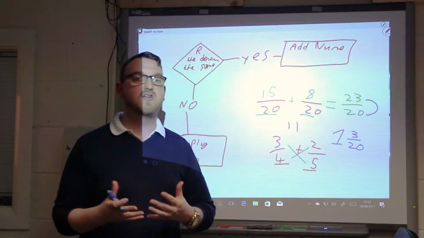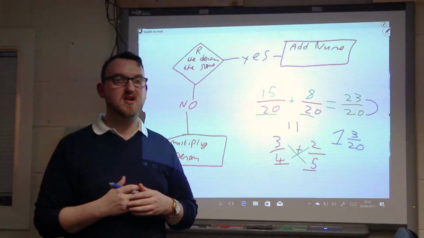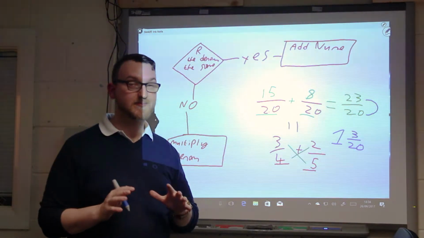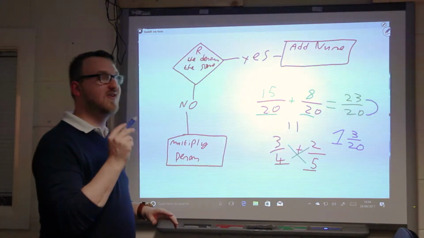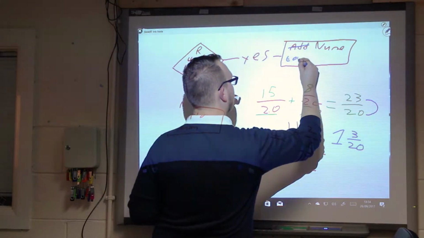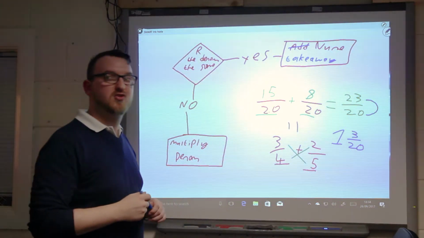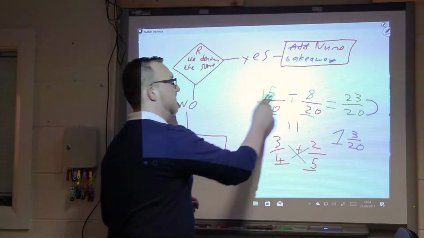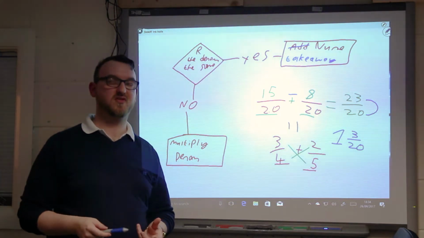Subtraction is the same thing. A lot of people get upset when they're dealing with fractions and subtractions. That's because they think that there is a different method that you would have to use. There isn't. All that you do is you follow this flowchart just the same, except at the very end, you take away. So if you were faced with this, you would just take away 8 from 15, which would give you 7. So your answer would be 7 over 20.